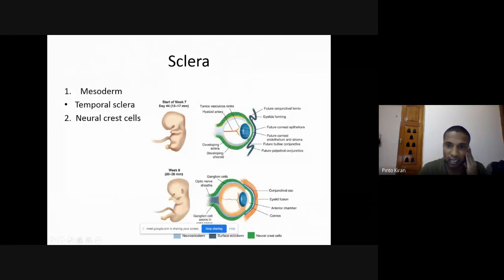This dark blue color is nothing but the surface ectoderm, which gives rise to the eyelids and the corneal epithelium and the conjunctival epithelium.